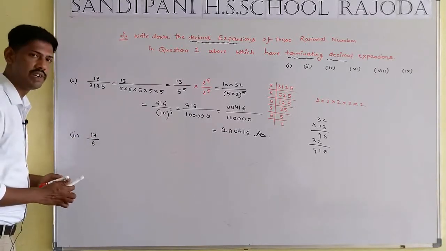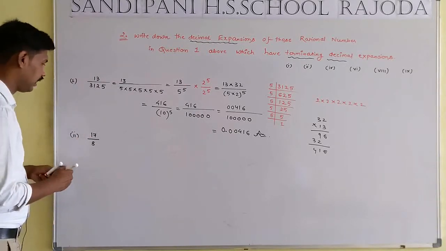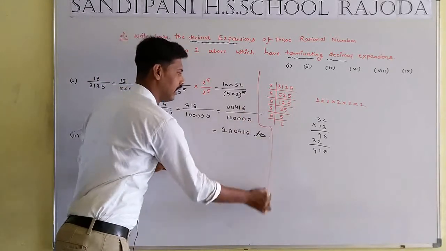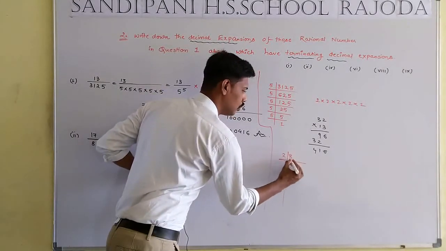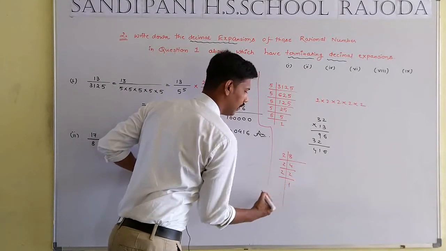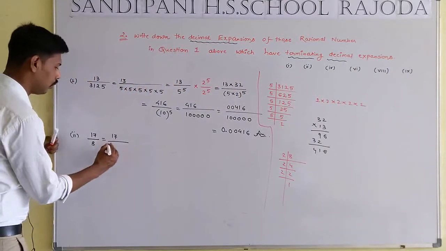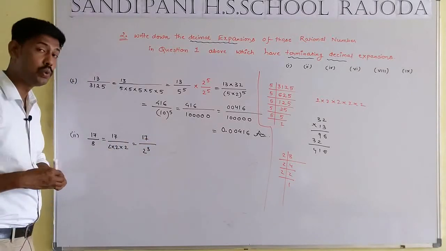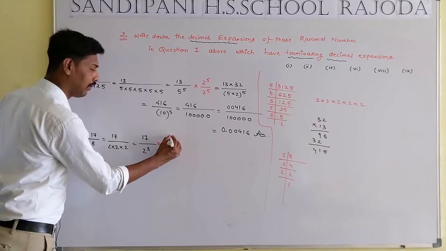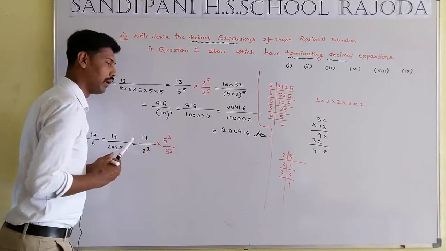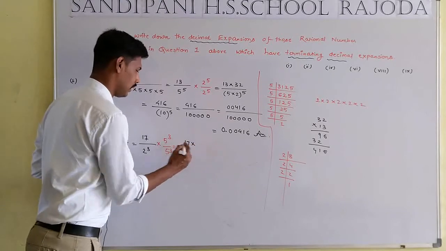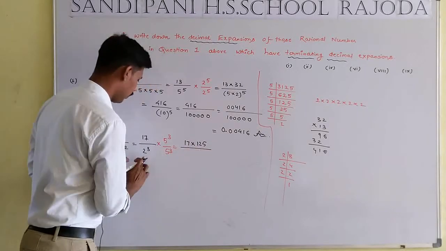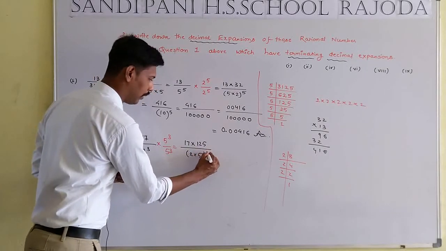Now second question, 17 by 8. 17 by 8 will be equal to 17 over 8. What about 8? Here is the rough part. 8, that means 2 into 2 into 2 will be equivalent to 2 to the power 3. So we have to multiply by 5 to the power 3. That means 5 fives are 25, 25 fives are 125, whole by 2 into 5 whole power 3.